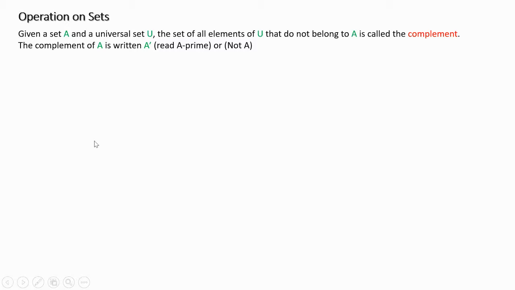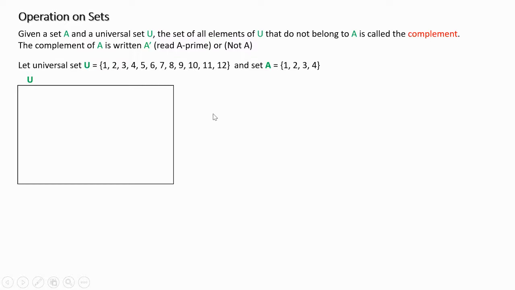Okay, now here comes operations on sets. Given a set A and a universal set U, the set of elements of the universal set that do not belong to A is called the complement. The complement of A is written as A complement, or read as A prime. I like to say not A. It makes more sense when you say not A. Let me show you the example. The universal set U equals 1, 2, 3, 4, 5, 6, all the way to 12, and set A is 1, 2, 3, 4.